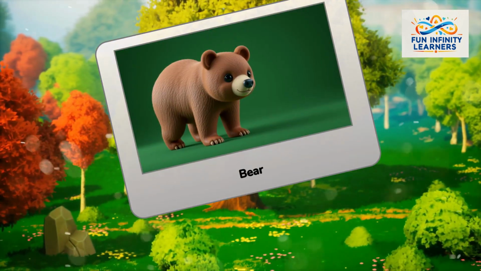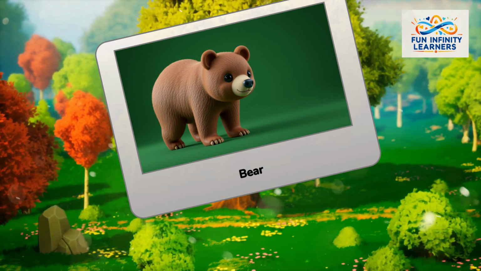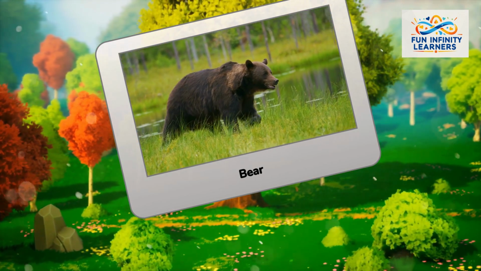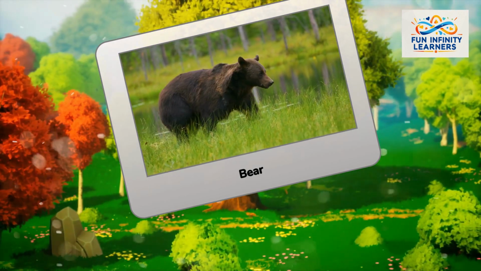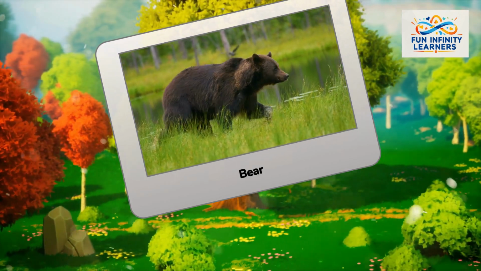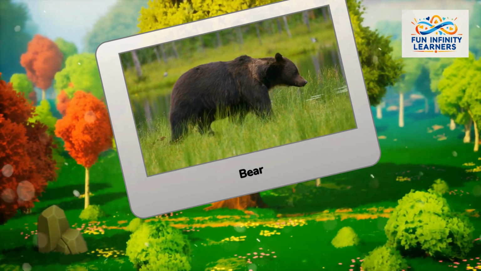This is a bear. B-E-A-R. Bear. This is a bear.